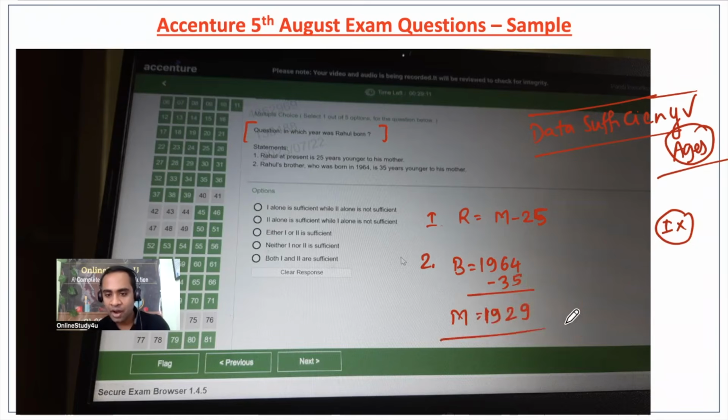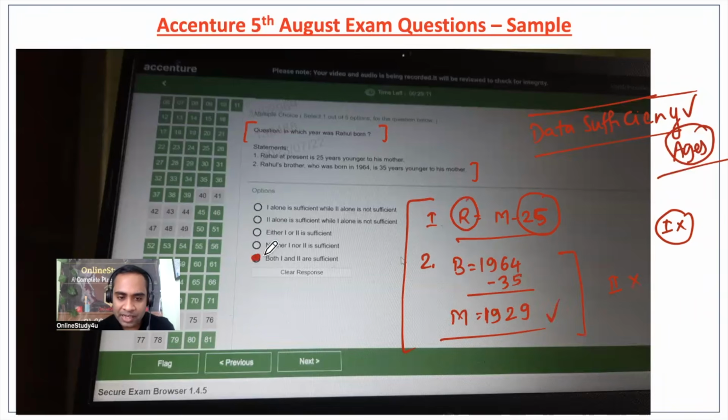Now friends, from statement 2 also, we cannot say when Rahul was born, because in statement 2 they have not discussed Rahul with respect to anyone. Now we will combine both. We know that Rahul's age is 25 years less than the mother's age, so you will be easily able to find Rahul's age, because we know when the mother was born. If we use both 1 and 2, then only we will be able to answer. So when Rahul was born: 1929 plus 25 becomes 1954. So Rahul was born in 1954, and his mother was born in 1929. Like this you will be easily able to answer.